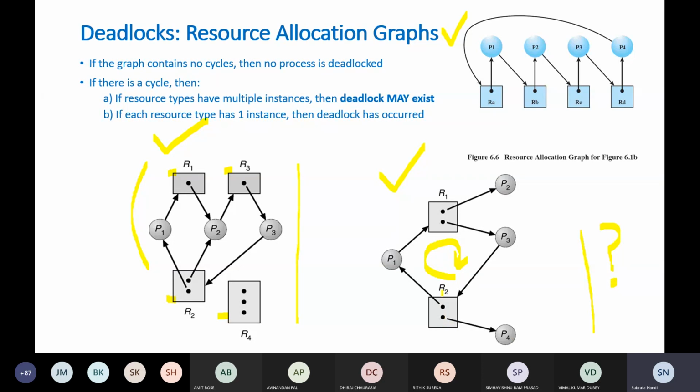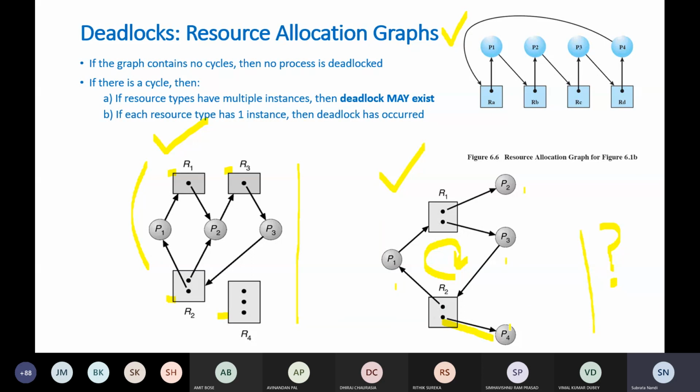This particular unit of resource type R2 has been allocated to P4. Is P4 waiting for some other resource? It is holding one unit, but is it waiting for some other resource? No, sir. So no matter what the others are doing, P4 is not waiting for anything. P4 is already holding something, so definitely it will complete and release the unit that it is holding. It might take 2 seconds, it might take 2 hours, but it will definitely release it.